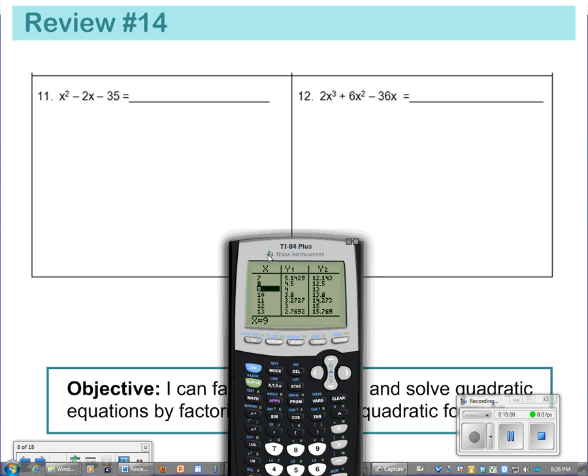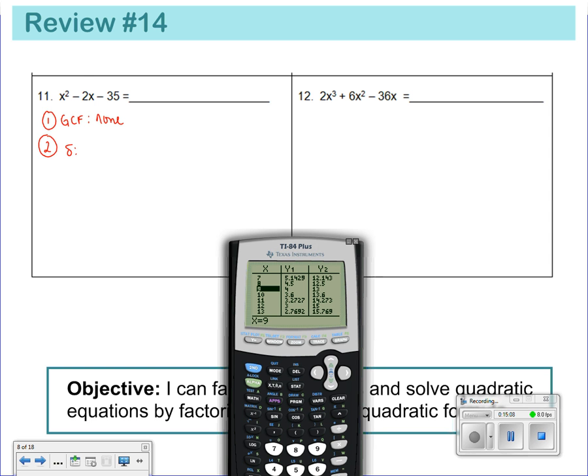Number 11, look for a GCF. There is none. Then we look at our sum, the number in front of the x, that's the negative 2, our product, coefficient of 1 times negative 35, we got negative 35. I need two numbers that multiply give me negative 35, but add to give me negative 2. I know 7 and 5. One of them must be negative. Since my sum is negative, then the bigger number is negative. That's 7. So they do multiply, give me negative 35, add to give me a negative 2. We will rewrite, put our variables of x, and then put our factors, minus 7 plus 5.